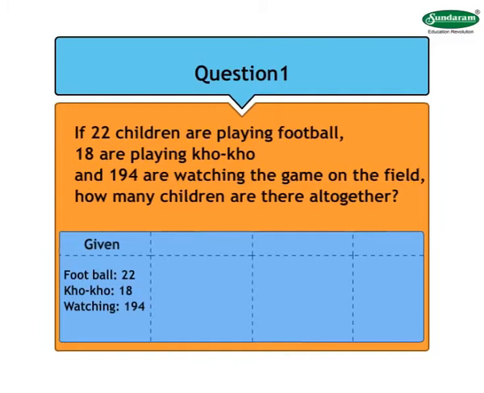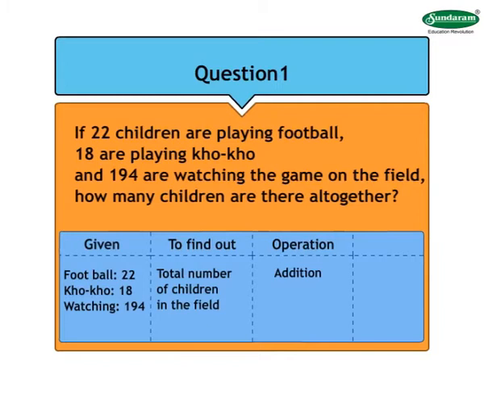The next step is to understand what has to be found out. Answer. In this sum, we have to find the total number of children in the field. Further, we have to understand the operation involved. Since here we have to find the total number of children, the operation involved in this question is addition. And finally, let us proceed with the method of solving the sum.